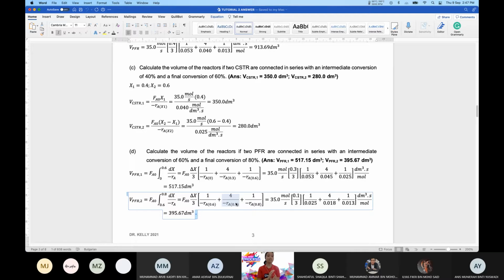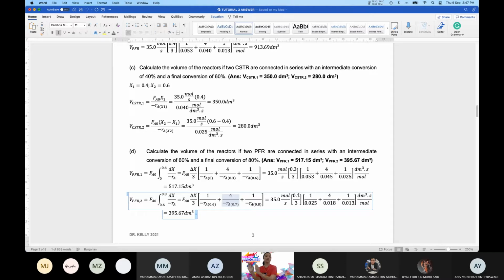Delta X is the difference between initial to middle or middle to final X. So my initial X is 0.6, my middle X is 0.7. The difference will be 0.1. Okay, sama juga. Kalau kamu nak tengok kat belakang pun boleh. 0.7, 0.8, the difference is also 0.1. So that's why delta X is 0.1.